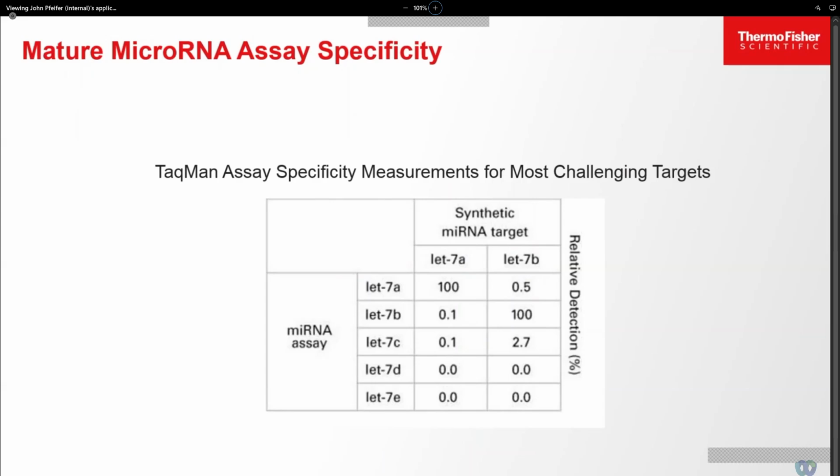As I said earlier, we measure the specificity of our assays, and the most challenging ones we find are in the let-7 family. So this is showing the specificity measurements that were done. Specificity measurements in this case for microRNA use synthetic RNA molecules. The reason for that is that we are using gene-specific reverse transcription primers, so some of the specificity is happening during reverse transcription.